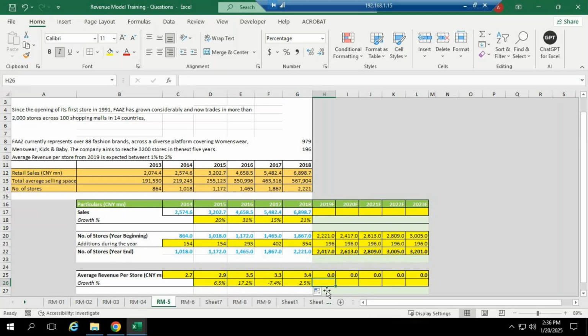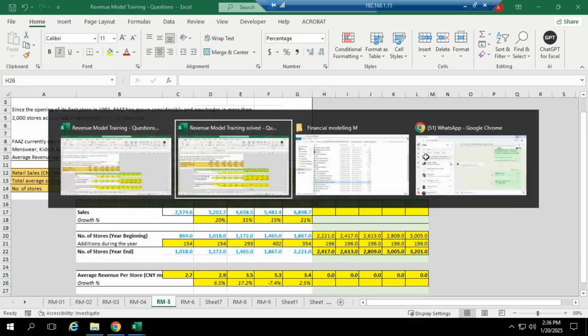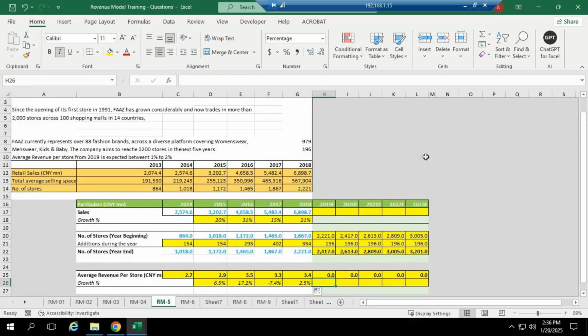Okay. So now from 2019 it is expected to be 1% to 2%. So that's what you have to put. Here we will put 1%, then here also 1%, then 1%, so 2% and 2%.